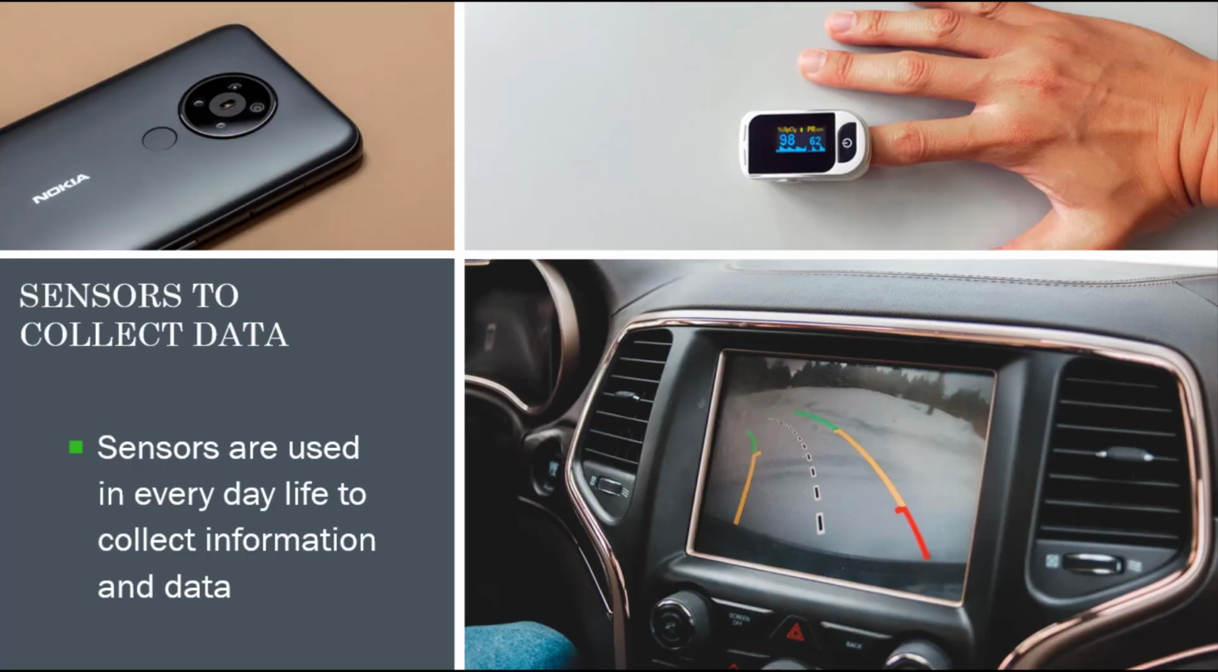Sensors are used to collect data. We often don't even realise that they're there, but they're used in everyday life to collect information and data about us. It could be a health sensor, a sensor within your car, or a sensor on your phone to detect the brightness and therefore what to do with the camera. It could be a sensor on a doorway to open the doors, or a sensor in a barcode reader to read the barcode. They are everywhere that we use them.